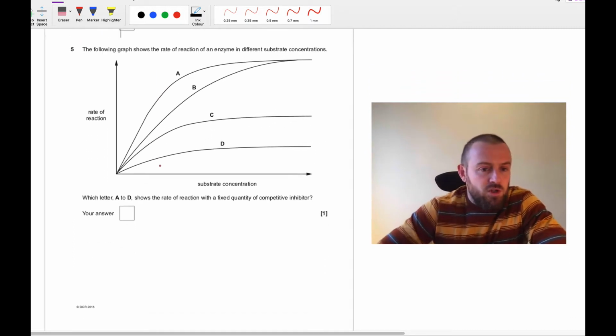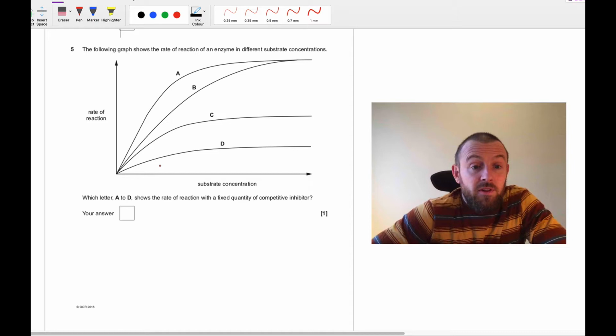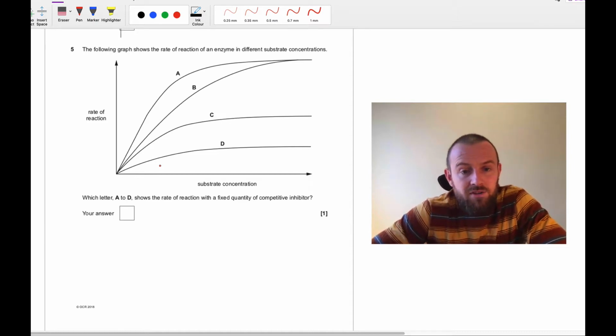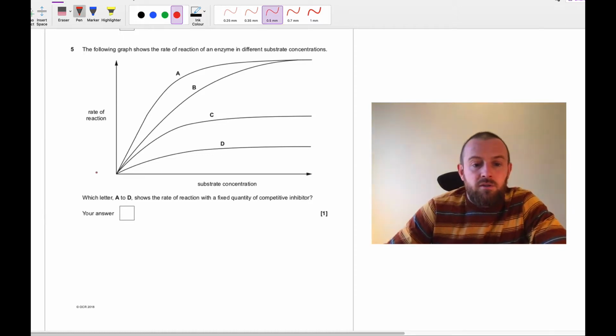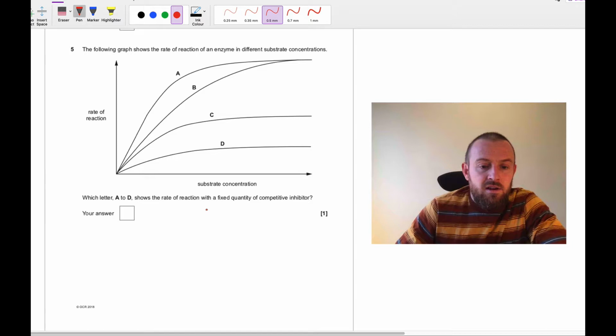Moving on, question 5. The following graph shows the rate of reaction of an enzyme in different substrate concentrations. Okay, A, B, C, D, all right. So we can see some are kind of flattening out there, and this one's flattening out at a lower level. Which letter A to D shows the rate of reaction with a fixed quantity of competitive inhibitor?